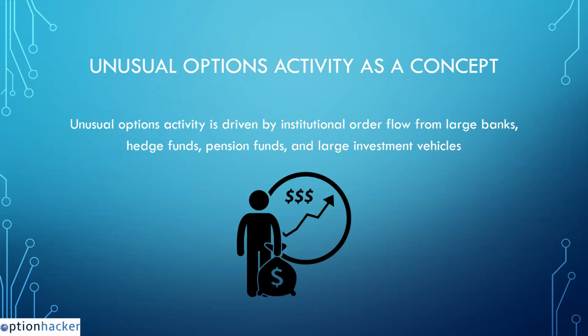Okay, cool. Yeah. So at a raw conceptual level, unusual options activity is not that complicated of a concept to wrap your head around. At its fundamental level, unusual options activity is order flow that's driven by large institutional investment vehicles. And we can all imagine what these institutional investment vehicles are, right? For the most part, we're talking about hedge funds, pension funds, sovereign wealth funds, big investment banks.